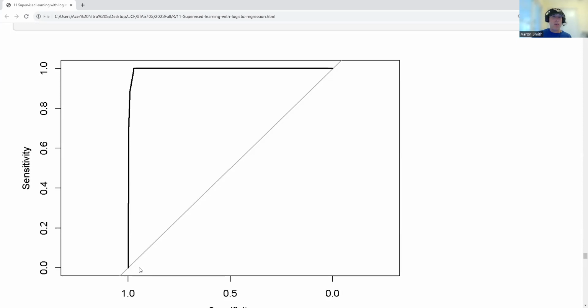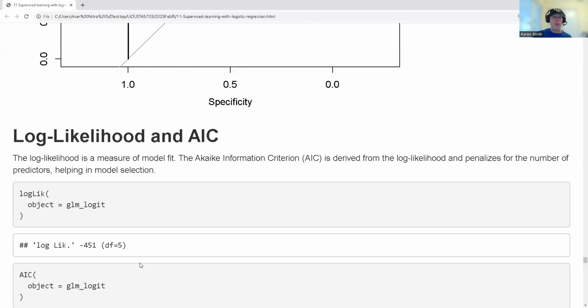So if I see an AUC of just a little bit over 1/2, I'm going to be like, I don't like that model. We want AUC substantially greater than 0.5, preferably close to 1. 1 is the maximum value.